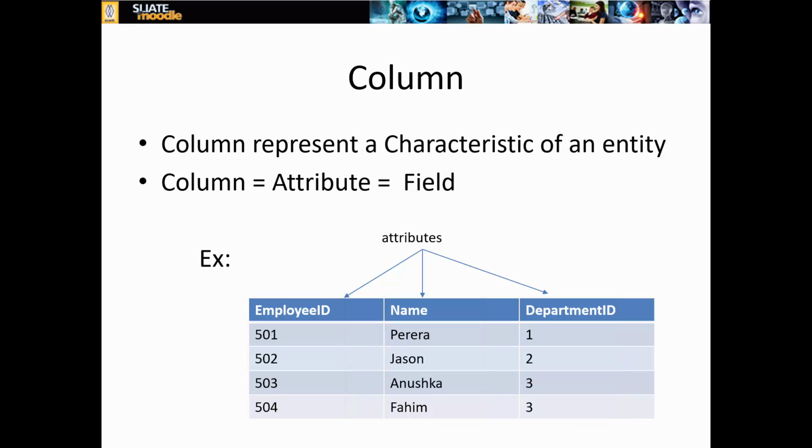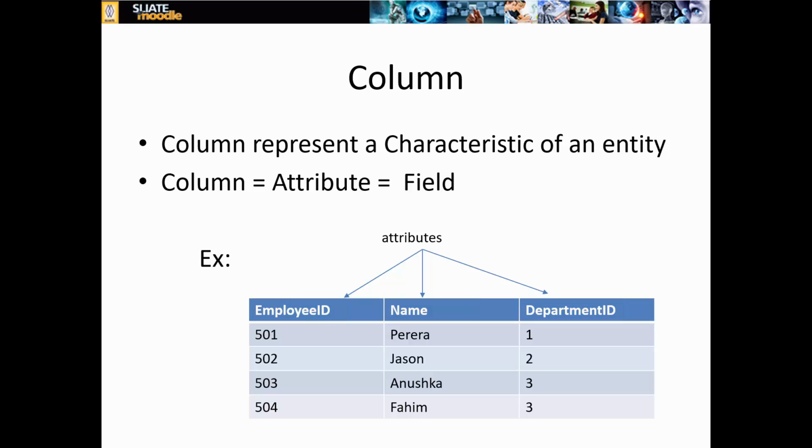A column could also be referred to as an attribute or a field. All the values that we store within a column must be of the same data type. For example, in this example, employee IDs stored in column 1 are all integers. And also, within a table, each column has a unique name. Therefore, when we are requesting data from the database, each column can be referred to using that name.